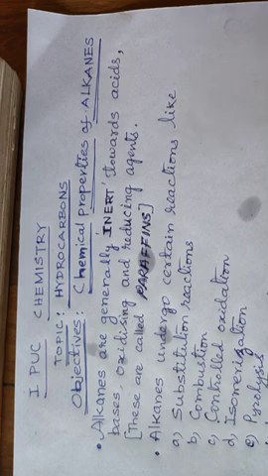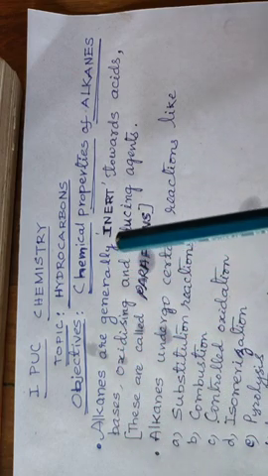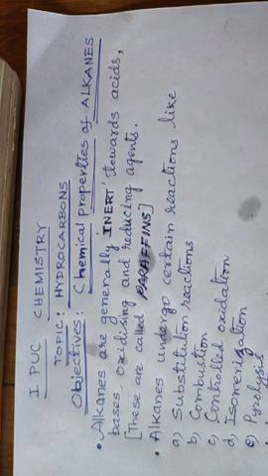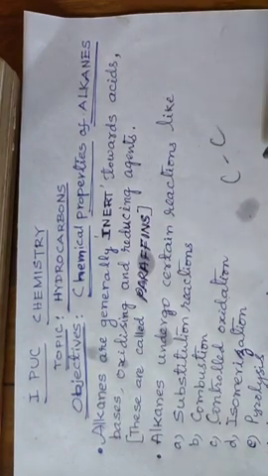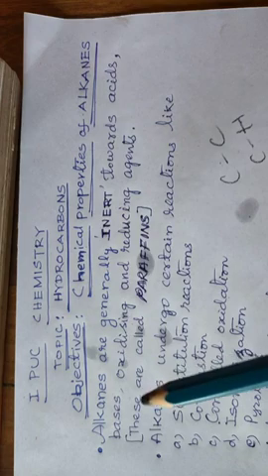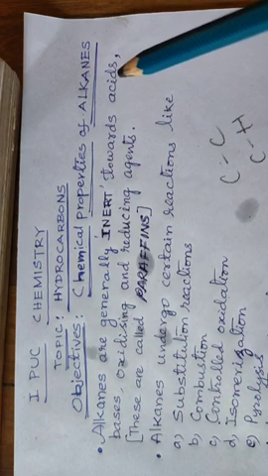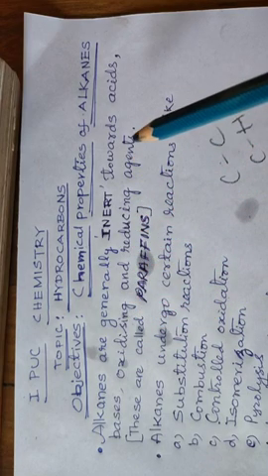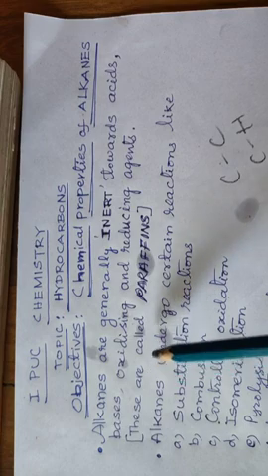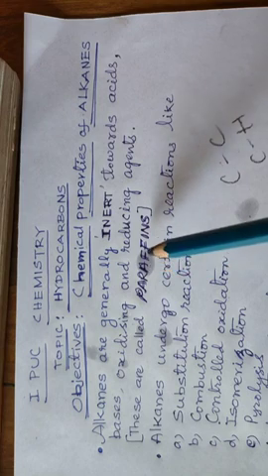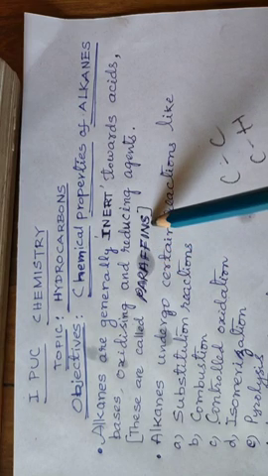As observed here, alkanes are generally inert. Why are they inert? Because the carbon-carbon bond and carbon-hydrogen bond are less polar. So due to less polarity, these are inert towards acids like HCl, bases like NaOH, oxidizing agents and reducing agents. Previously we discussed these as paraffins. These are less reactive towards chemical reagents. That's why these are called paraffins.